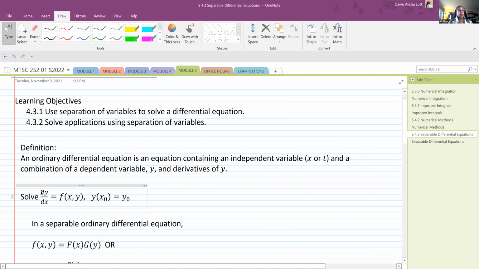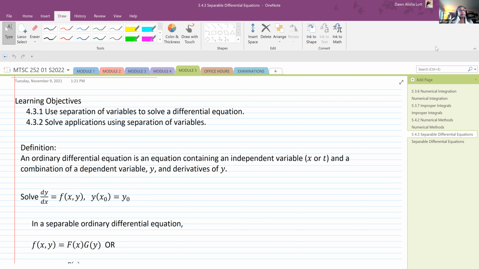So here we are looking at dy/dx is equal to f of x, y. Sometimes they will give you some initial information. Sometimes you will just get a general solution. Okay, so this is where we are starting today. We are starting with solving a differential equation that is dy/dx equal to f of x, y, where y of x naught is equal to y naught.